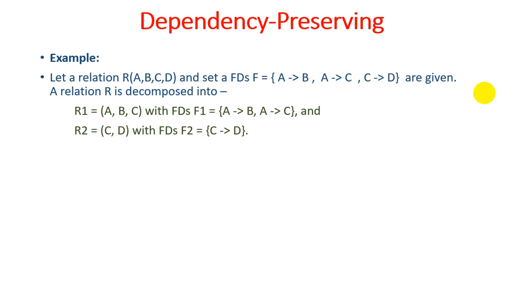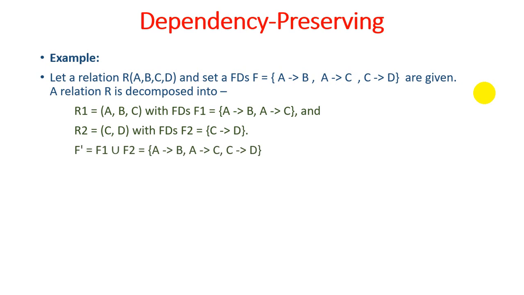In R1 we are getting two functional dependencies, A determinant B and A determinant C, because we combine all three attributes which are part of R, known as A, B, C, but we do not consider D in R1. In the second relation, we decompose from R and take two attributes, C and D. From C and D we find the functional dependency among F. F2 is nothing but C determinant D.